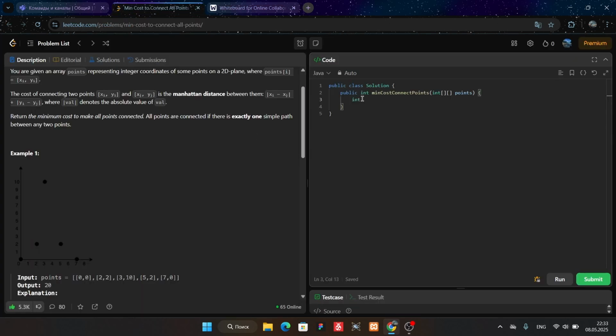First of all, we create int n, which is points length. Okay, boolean, we are checking whether we visited or not. Okay, I'm speeding up.